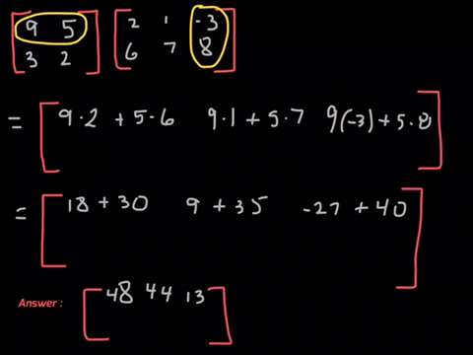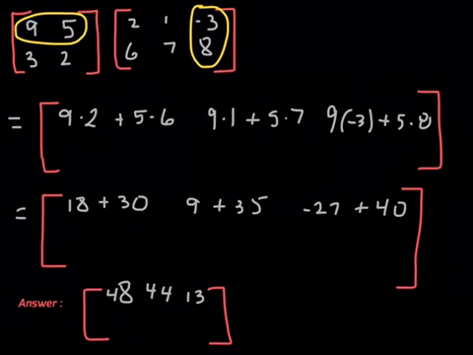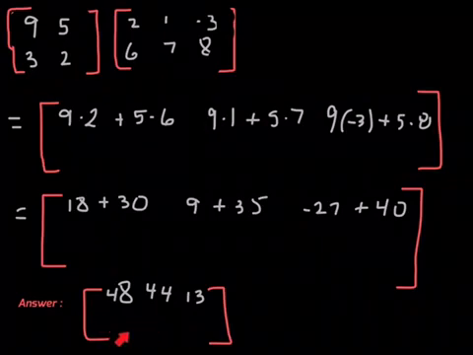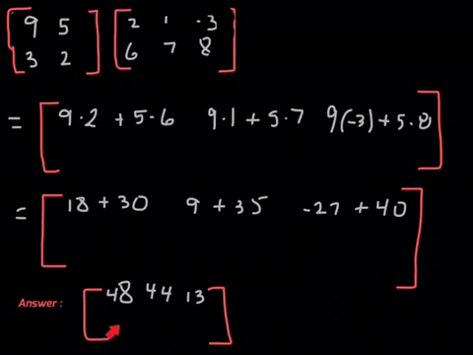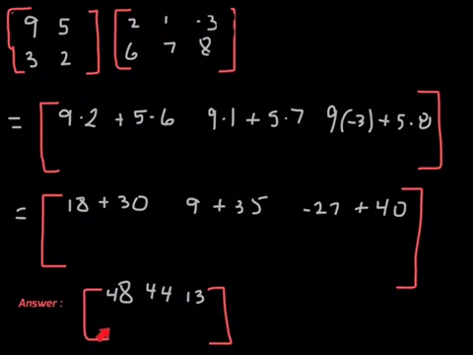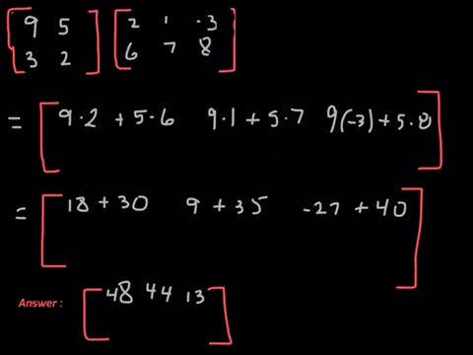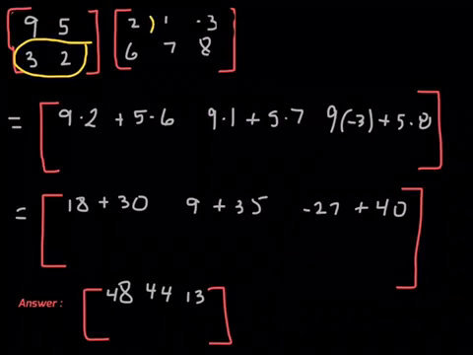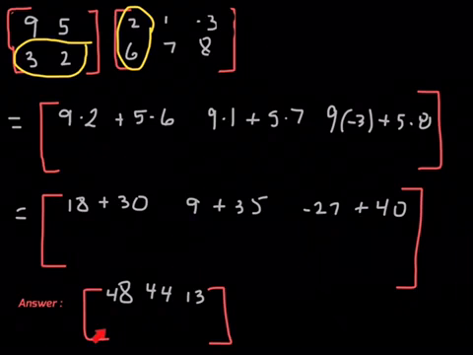Okay, guys, let's go for the second row in my product. In order to get the second row in my answer, this entry right here that I'm pointing at would be the second row, first column. So let's go to the second row and first column of my factors, of my matrices. So this is where I want you to focus on. These are the entries we're using, so that we can get the second row, first column entry of my answer.